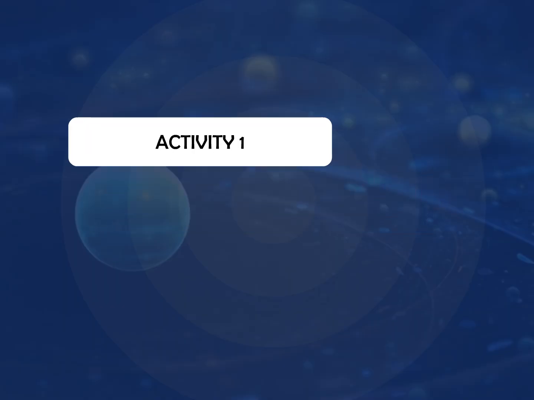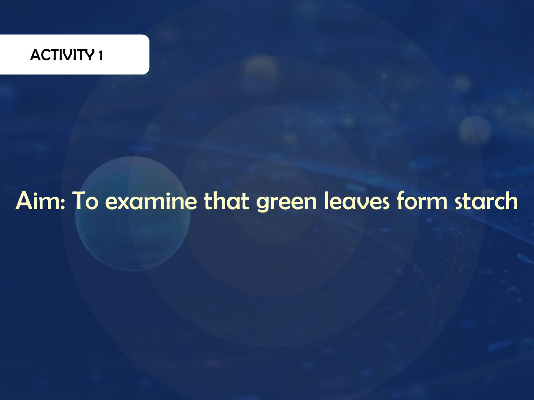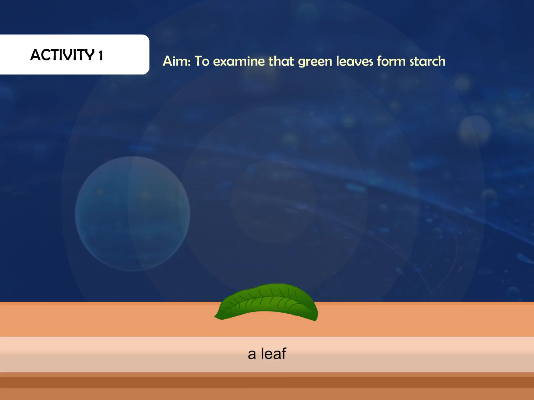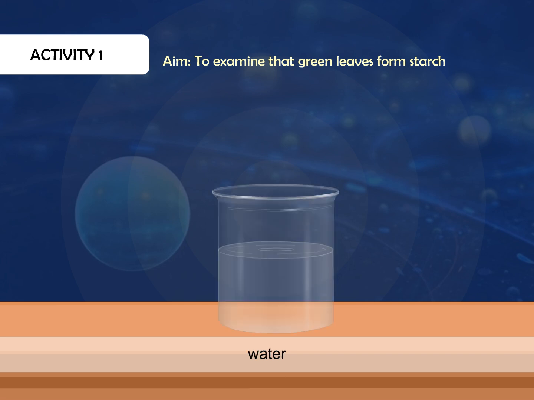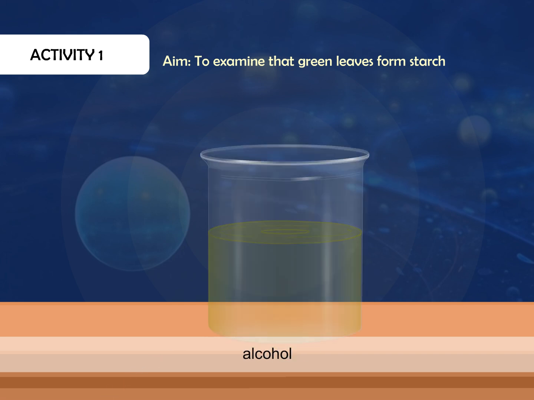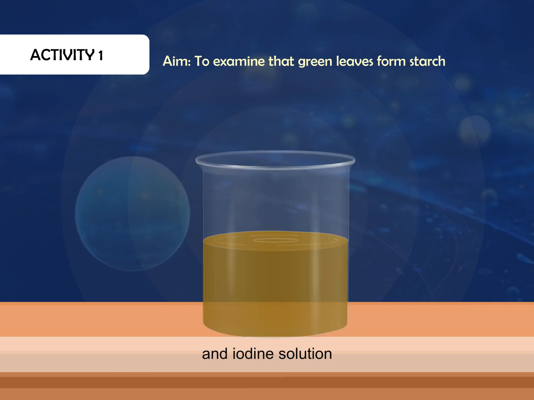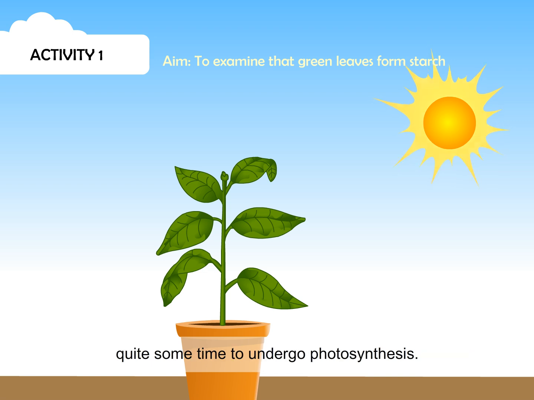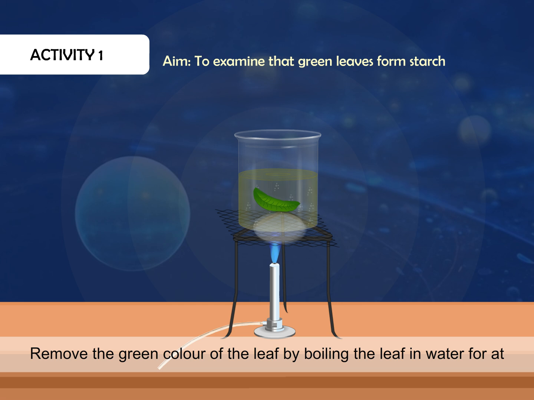Activity 1. Aim: to examine that green leaves form starch. What do you need? Beaker, a leaf, water, burner, alcohol and iodine solution. Take a fresh green leaf from any plant and keep it in the sunlight for quite some time to undergo photosynthesis.